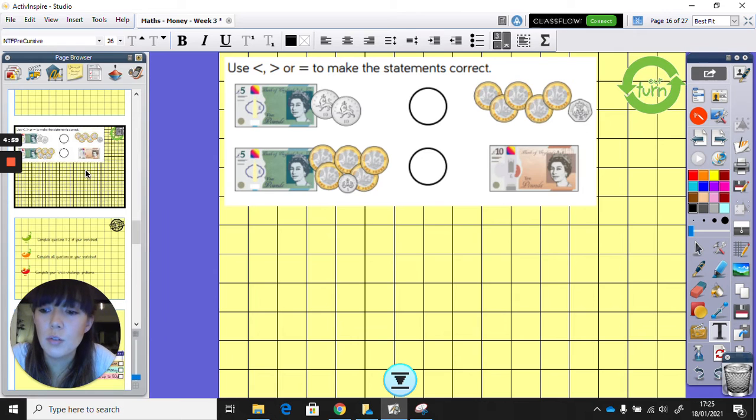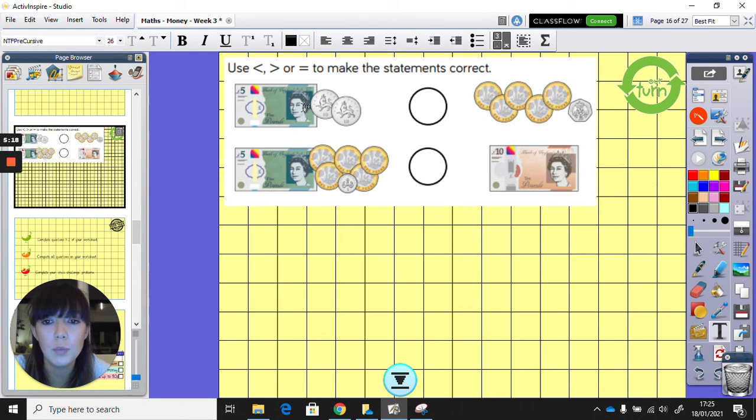So you're going to use your greater than, less than or equals signs to make the statements correct. So what I would like you to do is pause the video and see if you can have a go, and then I'm going to go through the answer. So you should have paused the video there. I'm going to quickly go through the answers, see if you get them right.